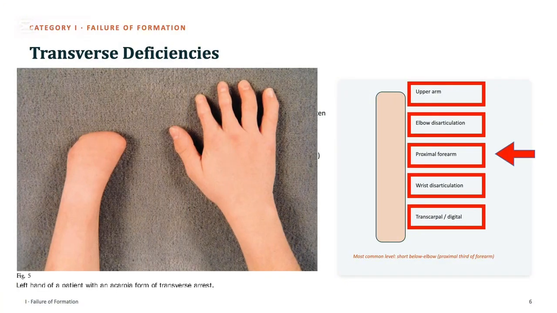This is a transverse arrest, probably at the level of the heads of the metacarpals. It's more common below the forearm, but it may occur at any level.